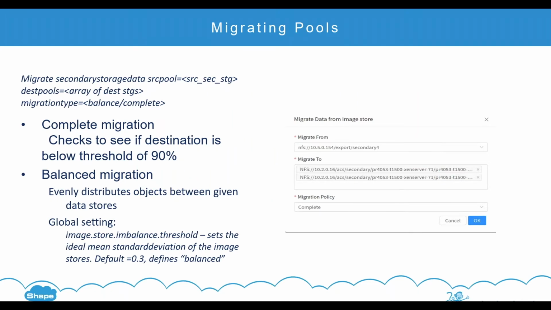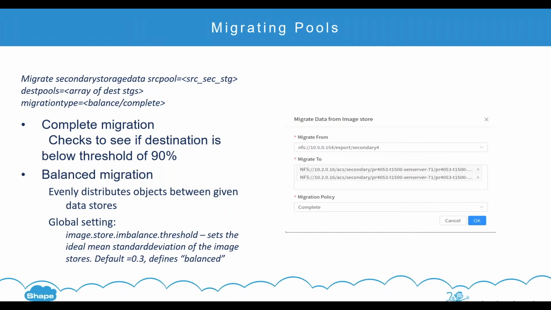Migrate secondary storage data is the one we're going to look at to start with. And this does what it says on the tin. You give it as a parameter the secondary storage pool you're migrating from. Let's call that storage pool A. And then you give it the destination pool that you want to migrate to. Here's the really clever bit. We can give it multiple pools in the destination. So I can take storage pool A and migrate that to both B and C, okay? I'll explain why you might want to do that in a second.